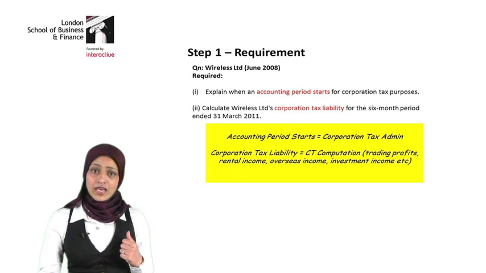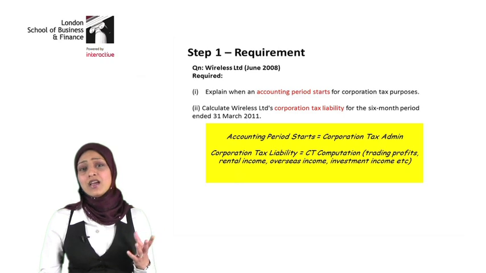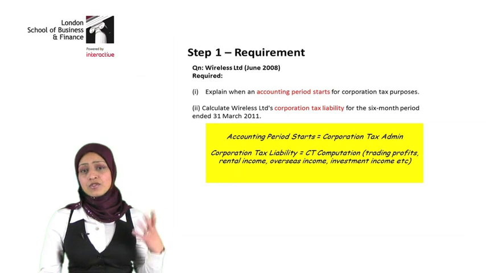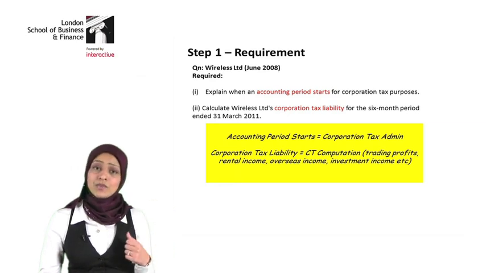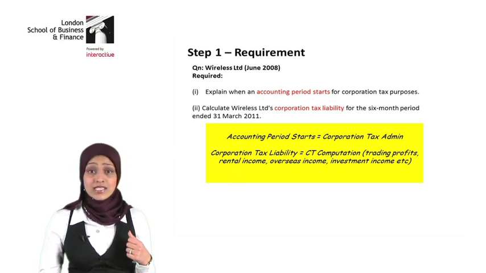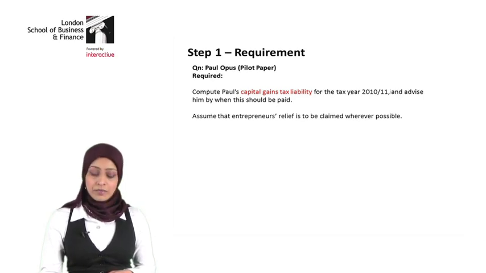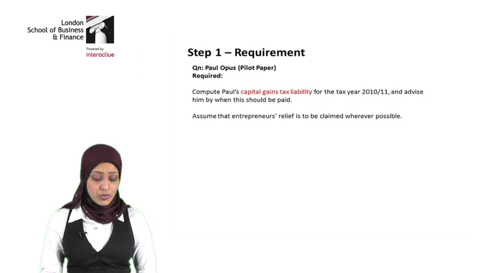I would like to bring in one more requirement to see what we can make out of. As you can see, by just looking at a sample of a few requirements, we are able to tell ourselves so much about what we might be doing in the attempt to answer the question. So let's go and see another requirement. Paul Opus from the pilot paper. Requirement: compute Paul's capital gains tax liability for the tax year 10-11 and advise him by when this should be paid. Assume that the entrepreneur's relief is to be claimed wherever possible.